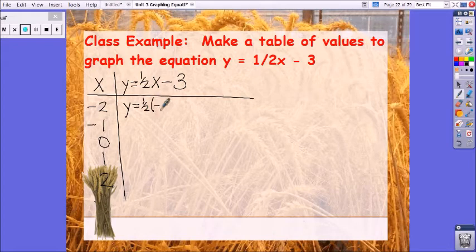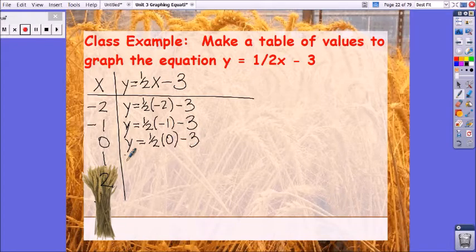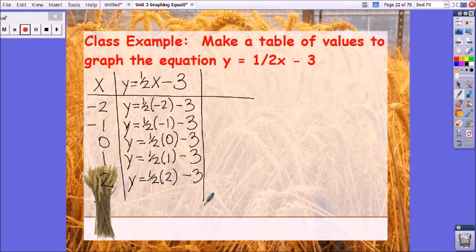So I will replace x with -2 and evaluate. I'll replace x with -1 and evaluate. And I'll do the same with 0, 1, and 2. Now I want you to notice something. The y is in the equation, the 1/2 is still in the equation, and the -3 is still at the end. The only thing that changed was x, your input.